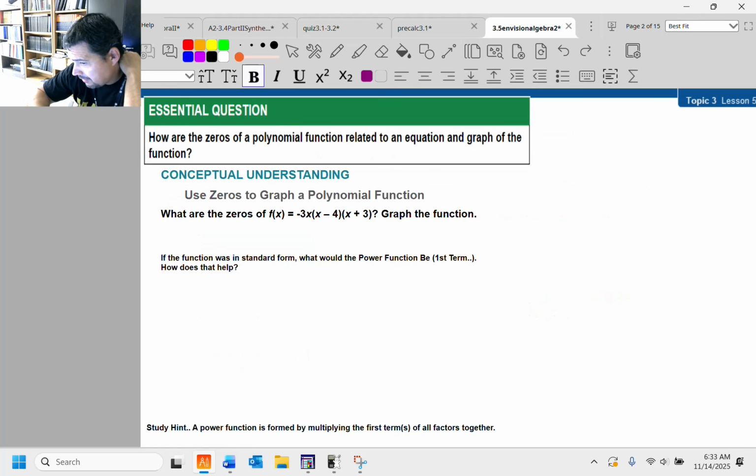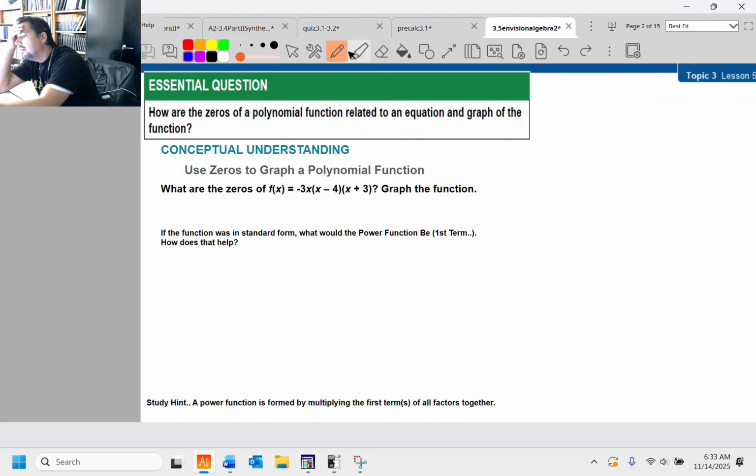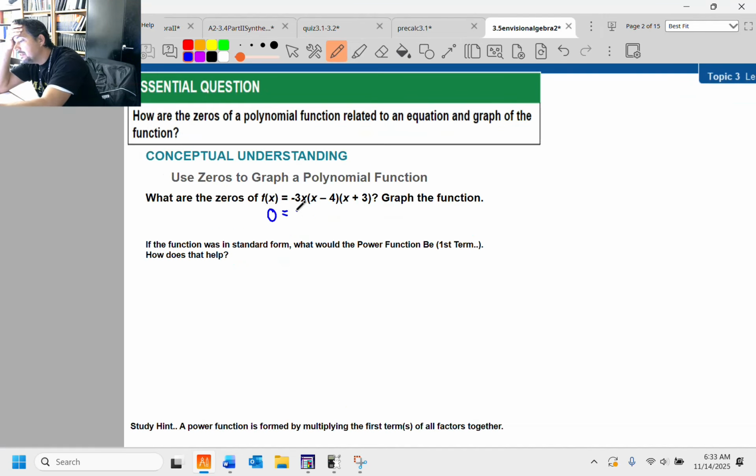How are the zeros of a polynomial function related to an equation and graph of the function? What are the zeros of f of x equals negative 3x times (x minus 4) times (x plus 3)? So since we're talking about what the zeros are, we're literally saying that the output is 0, and this is going to enable us to use what we call the zero product property, right? And these are all simple.